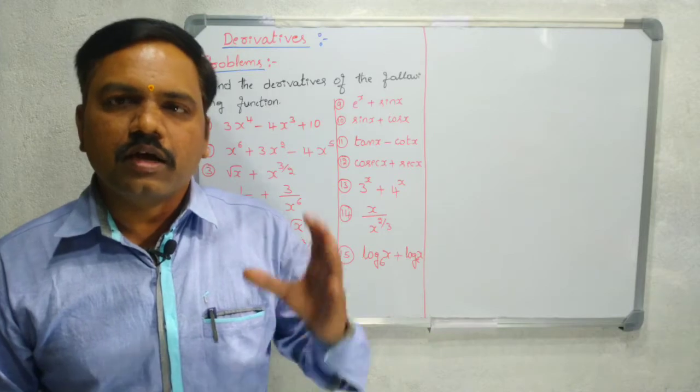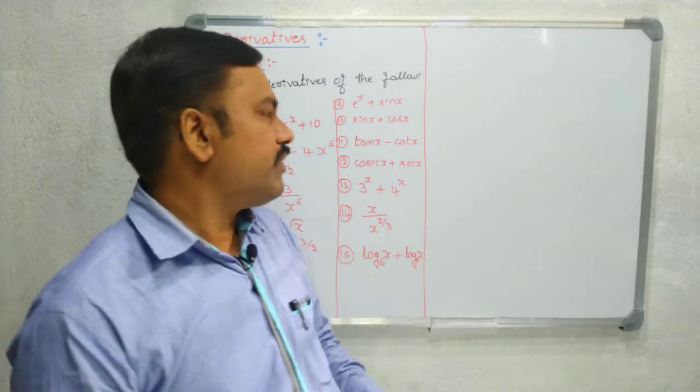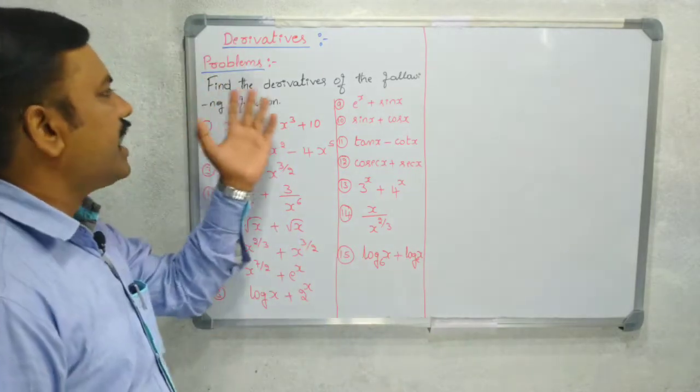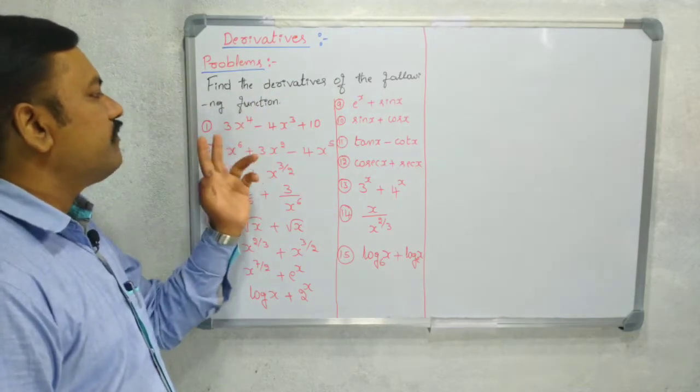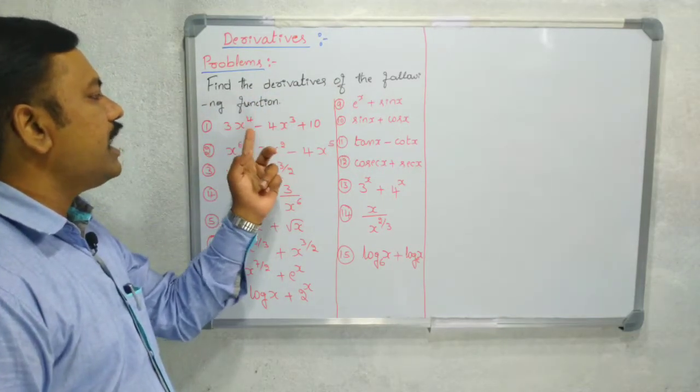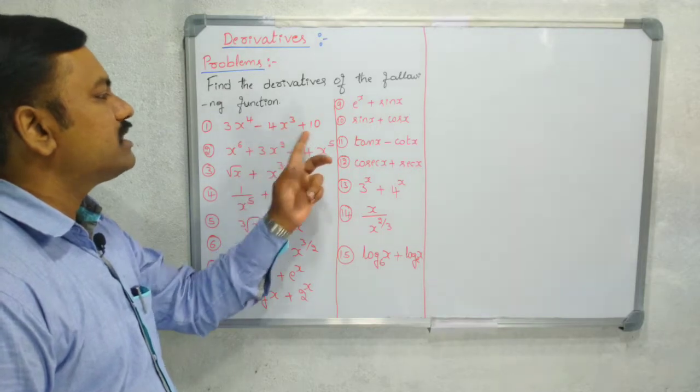NCERT syllabus problems. Okay, fine. The first problem, so see here, find the derivative of the following functions. The first problem is 3x to the power of 4 minus 4x cube plus 10.